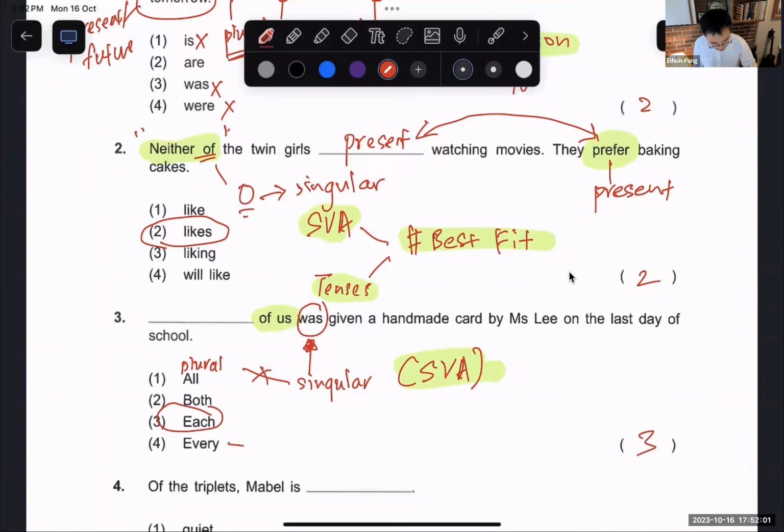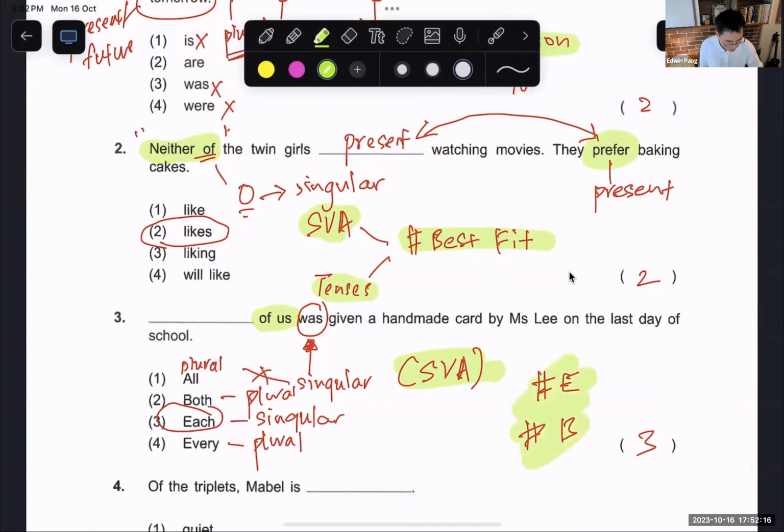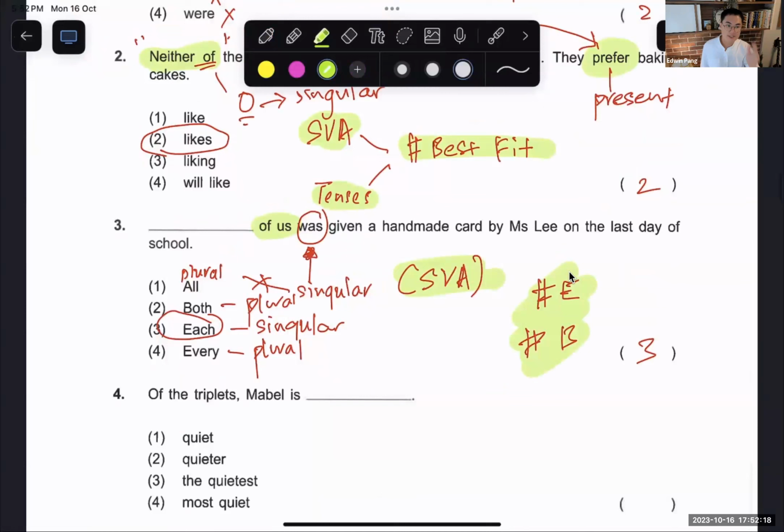Because "every" is plural, "both" is plural, and "each" is singular. And again, if I don't know, right, I just use elimination. So I can use elimination, I can use best fit. Either one of them here will allow me to 100% get my answer. Can you all see? It's very easy, right? It's very straightforward, right? But it's very tedious, okay? It's very tedious, okay? Yes, Dia?